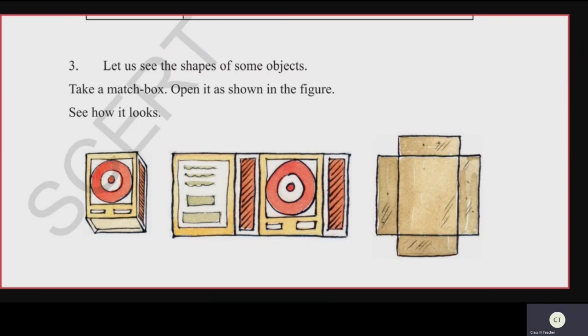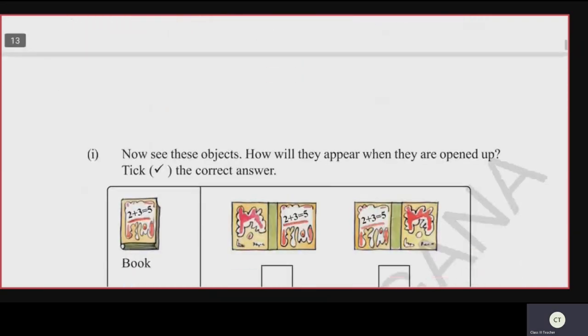Now the middle portion where the matchsticks are placed. If you take that part and cut along its outer edges, you can see the third part, third picture. Can you see it? When you open the matchbox middle portion and cut along its outer edges, you can see this U. Next.